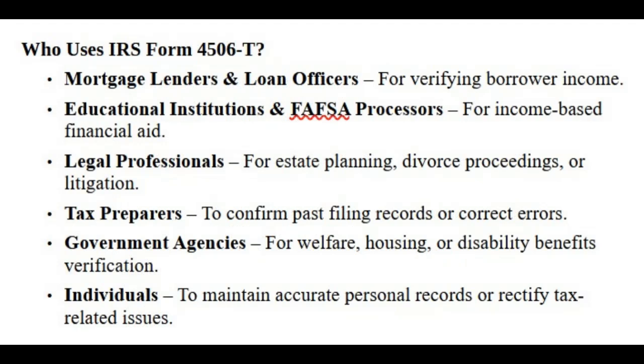Who uses IRS Form 4506T? Mortgage lenders and loan officers, for verifying borrower income. Educational institutions and FAFSA processors, for income-based financial aid. Legal professionals, for estate planning, divorce proceedings, or litigation. Tax preparers, to confirm past filing records or correct errors. Government agencies, for welfare, housing, or disability benefits verification. Individuals, to maintain accurate personal records or rectify tax-related issues.